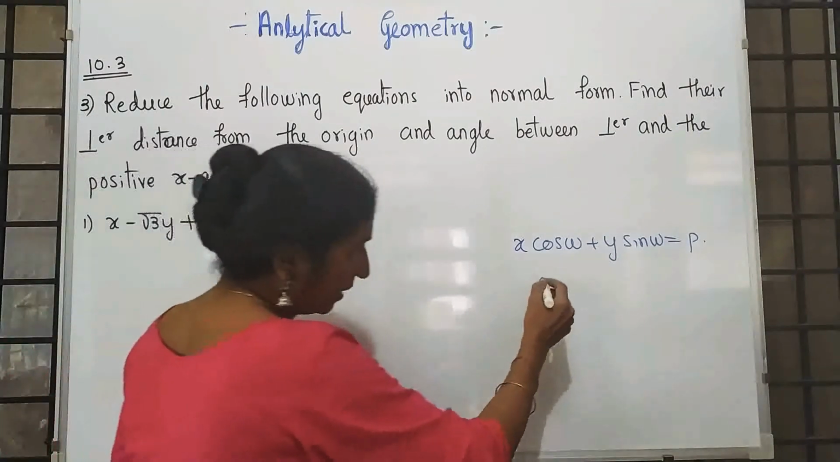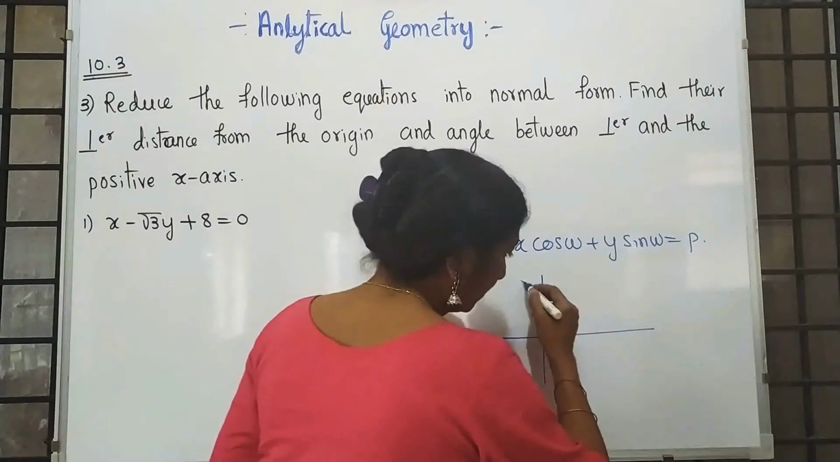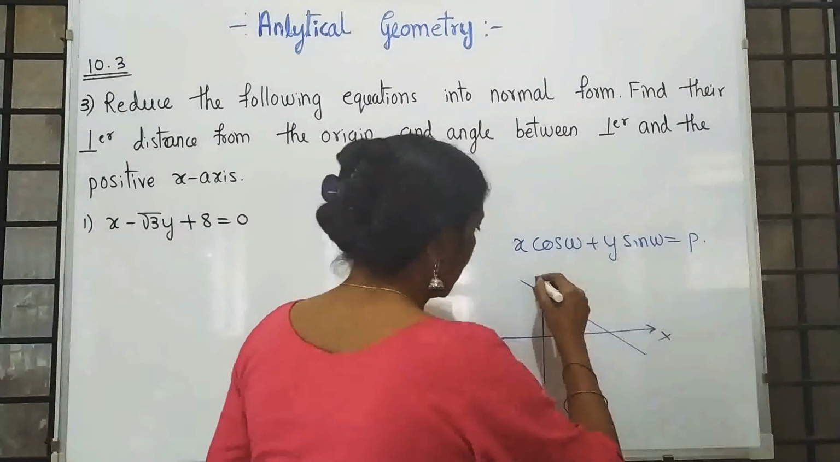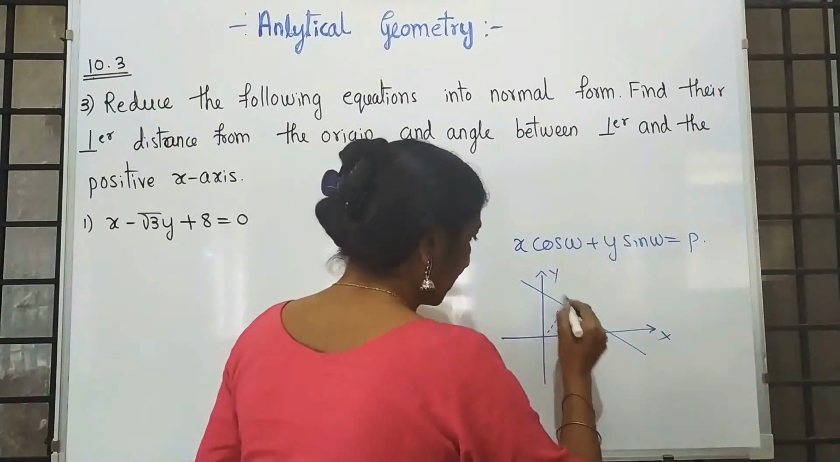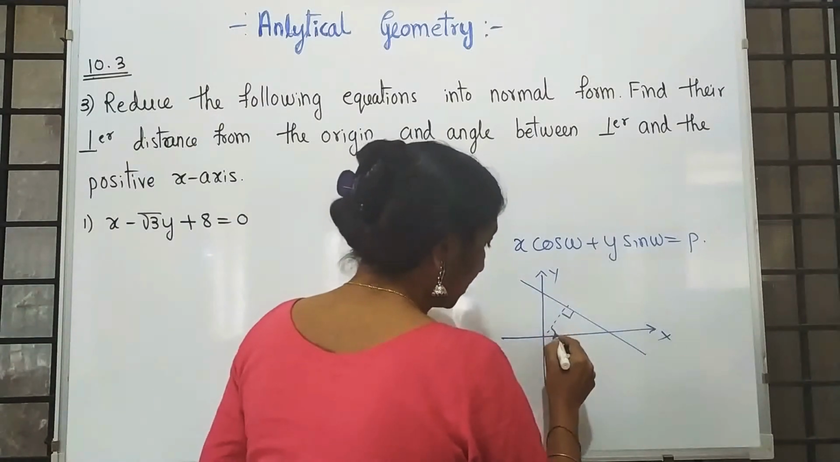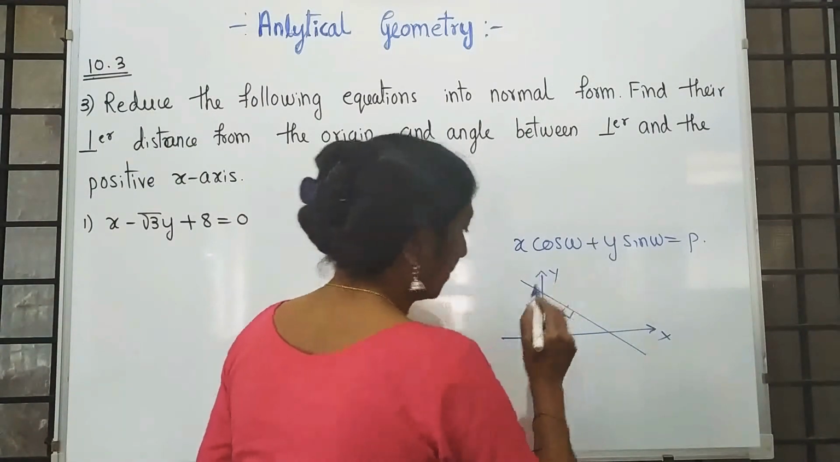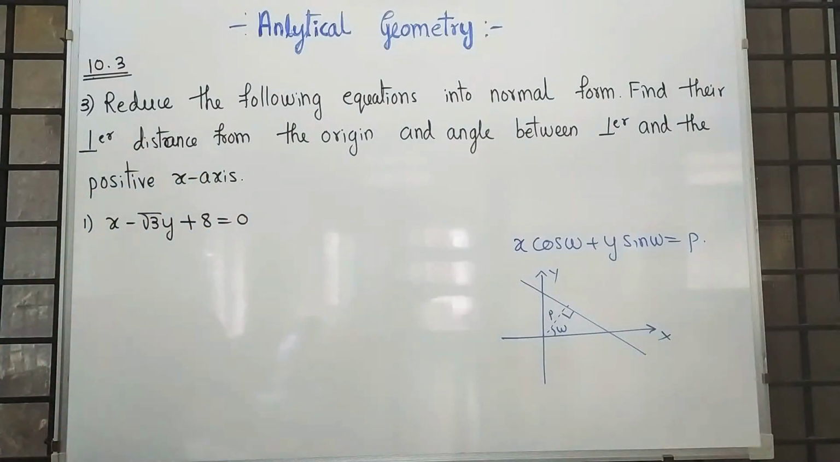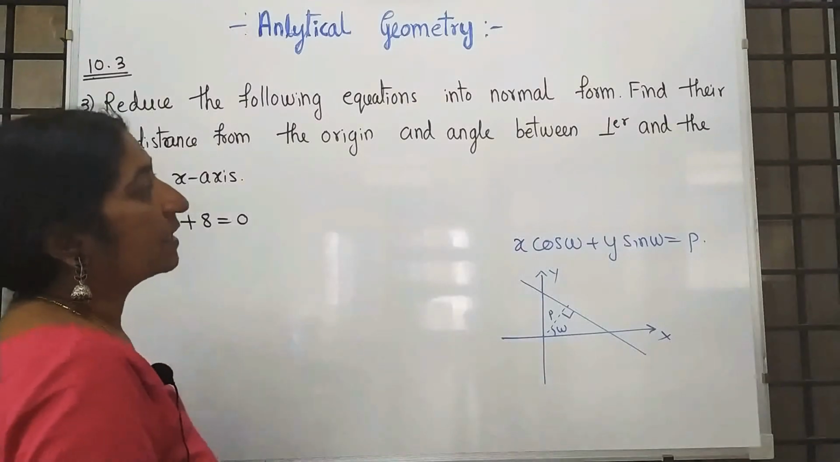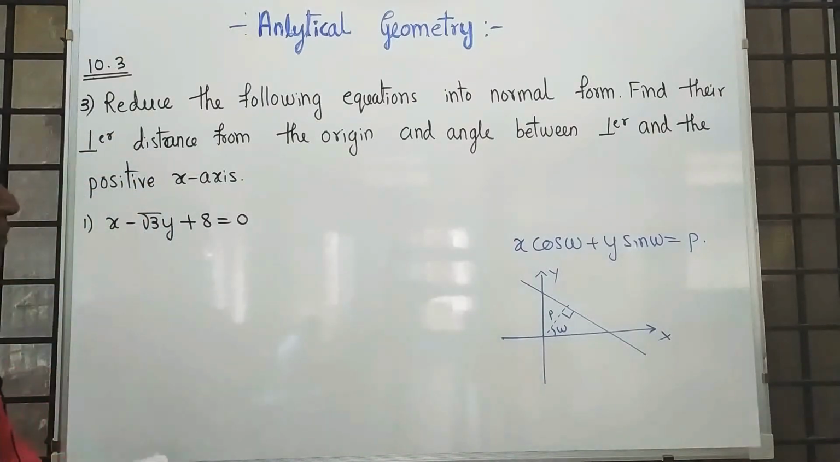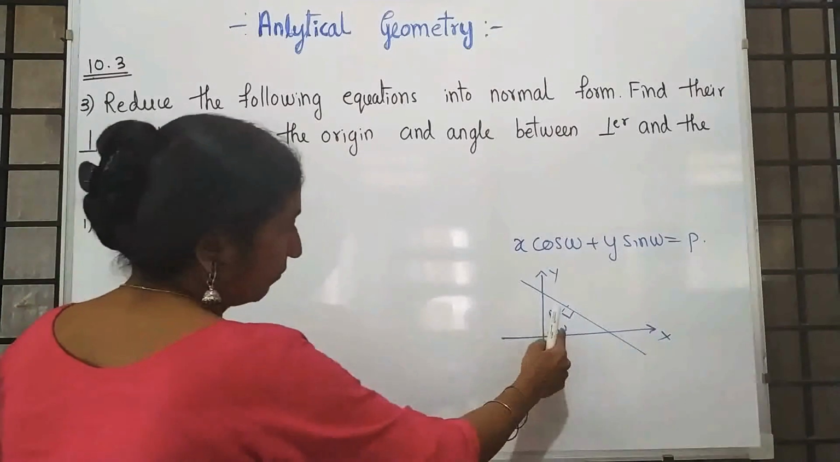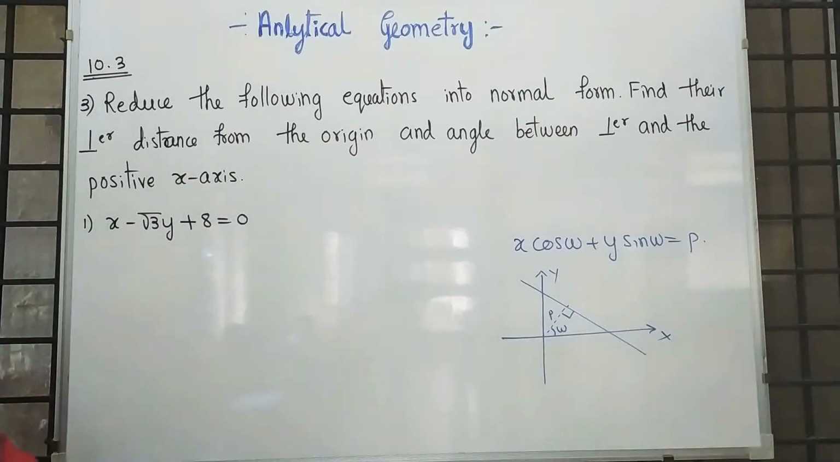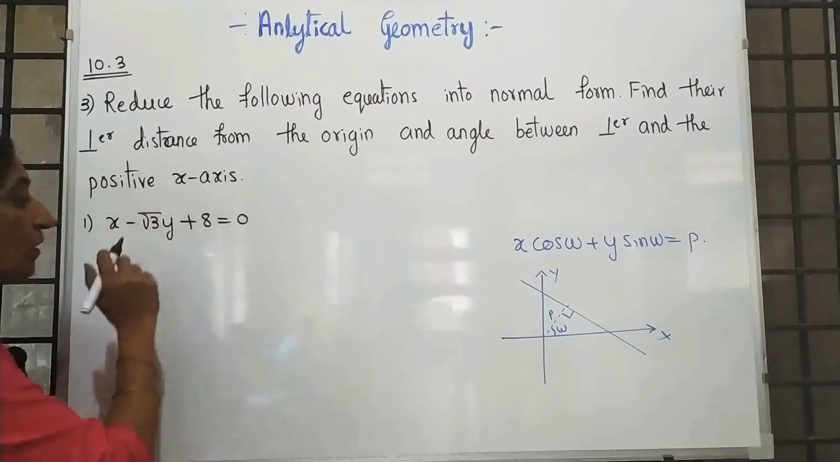And have you remembered that figure? See, the figure is like this. This is the x-axis, this is the y-axis, this is the perpendicular distance from the origin. This is called omega and this is the perpendicular. Understood? So find the perpendicular distance from the origin and the angle between the perpendicular and the positive x-axis, that is this value. I already explained the concept of how to reduce the given equation to the normal form.